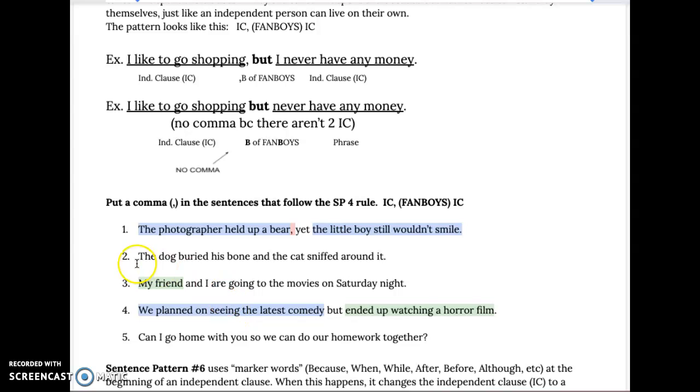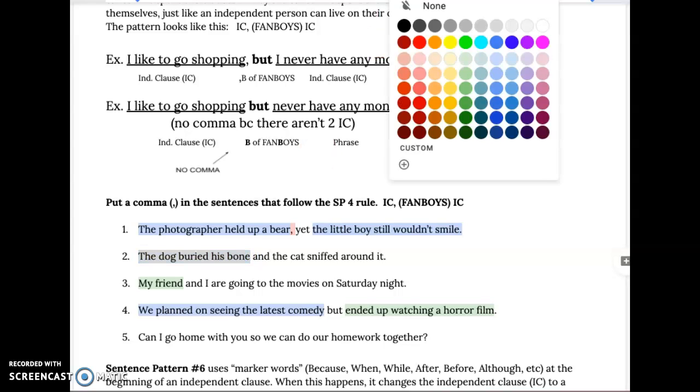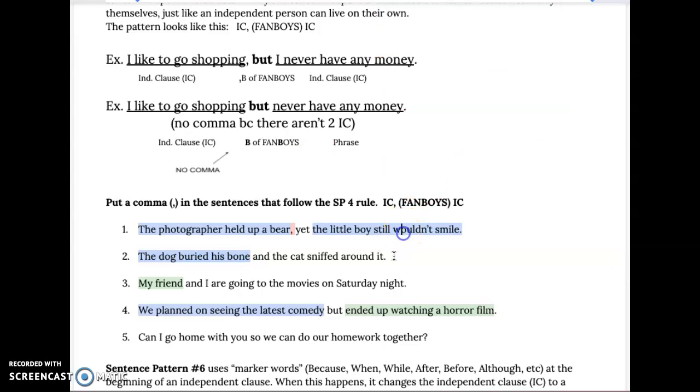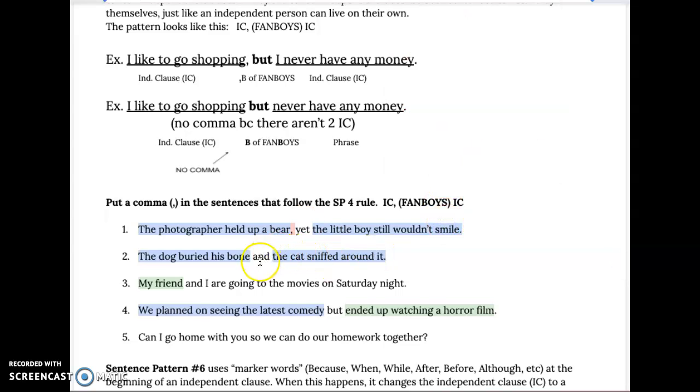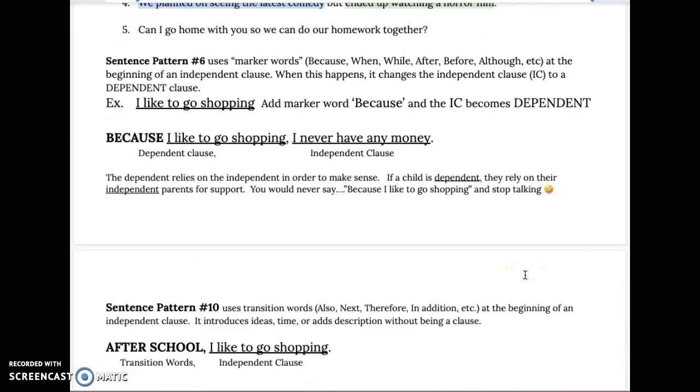Oof, let's try this one. So I feel like this is one you need a lot of help with. The dog buried his bone. That's a sentence. The cat sniffed around it. That's a sentence. So what do we got to do? There's the fanboy. You know what we have to do. You got to put a comma. All right, just because I'm weird and I have to make things look the same. You know me. There you go. All right, let's move on to the next one.